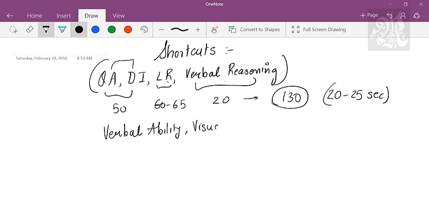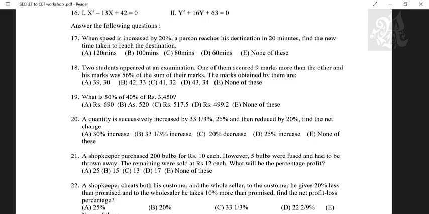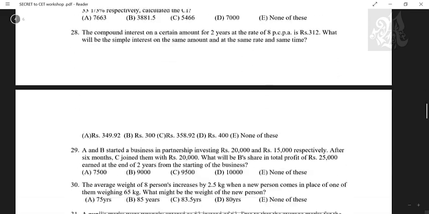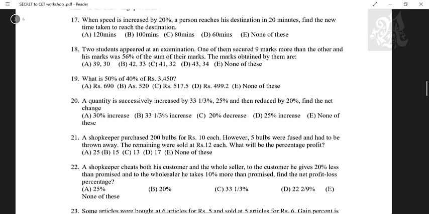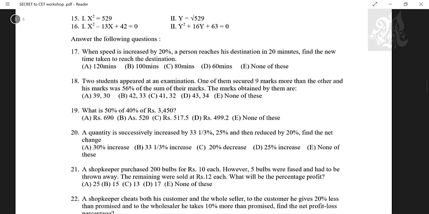Alright, so let's just talk about quant shortcuts right now in this particular video, because this is a part of the curriculum of the fast track CET course. Let's talk about quant shortcuts and then we can move ahead to LR or DI or verbal reasoning shortcuts. Okay, let's talk about quant. So let's say I have a handout here. Now these are all CET based quant questions. This handout is uploaded in the quant section of the given courseware.